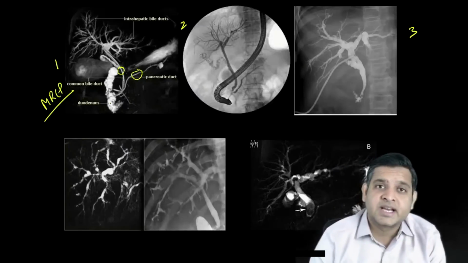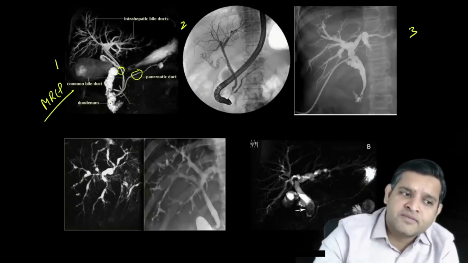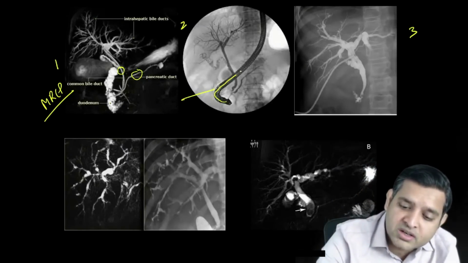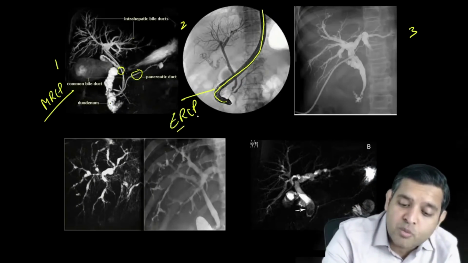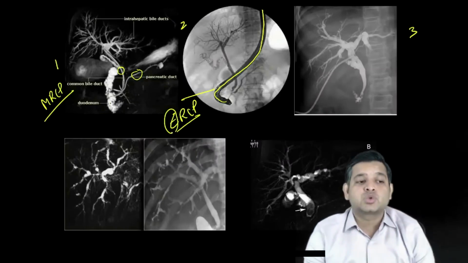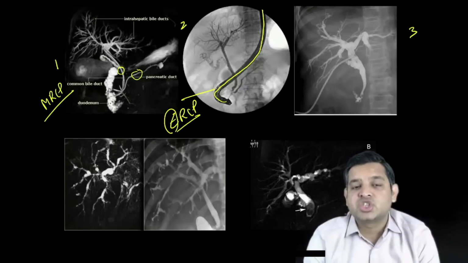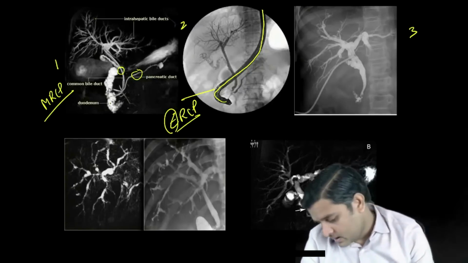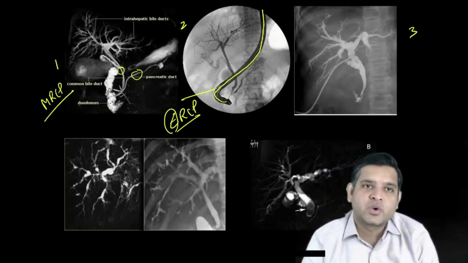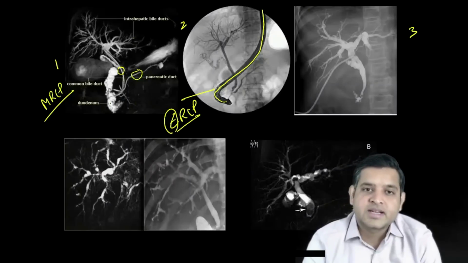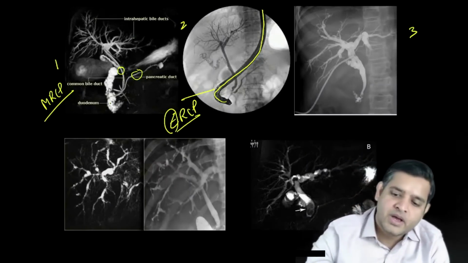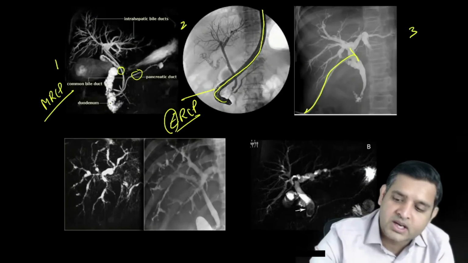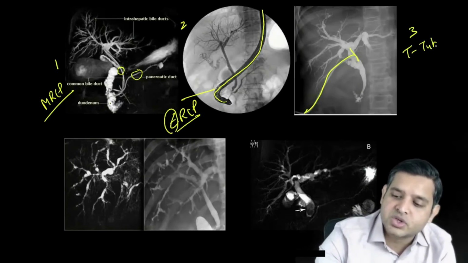Do not mistake it with ERCP. In order to qualify for an ERCP, you need to see an endoscope, because ERCP stands for endoscopic retrograde cholangiopancreatography. That is what is called an ERCP. Okay. Whereas this is what is called a T-tube cholangiogram.